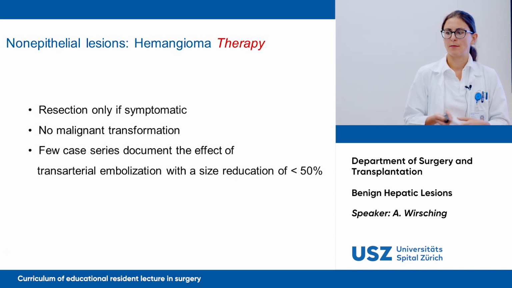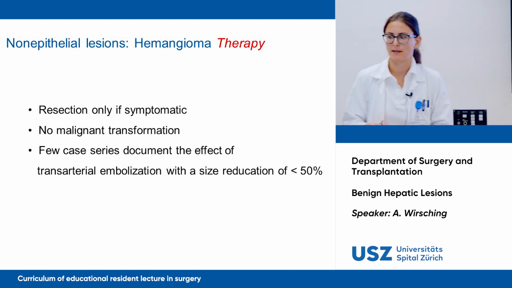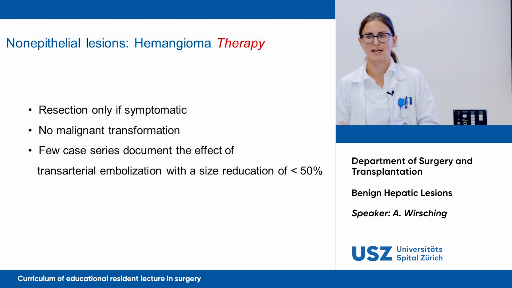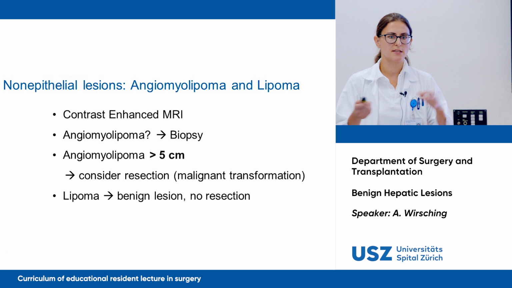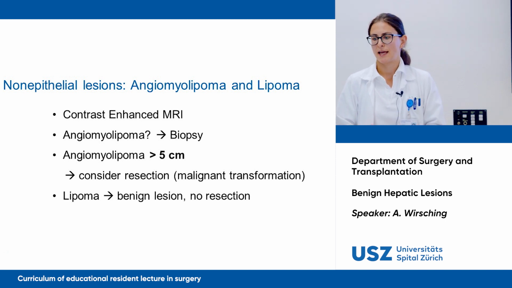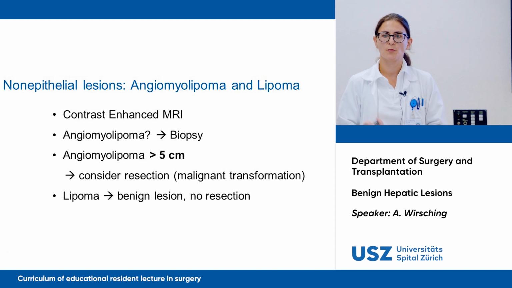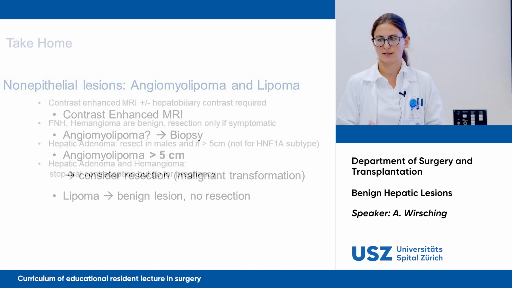Again, transarterial embolization is not really a therapy of choice, but there has been documentation of size reduction. Other non-epithelial lesions of mesenchymal origin, angiomyolipoma and lipoma, are less frequently encountered and also have their specific features in radiology. Angiomyolipoma above 5 centimeters should be biopsied because malignant transformation is possible. And a lipoma one could leave alone because there is no risk.